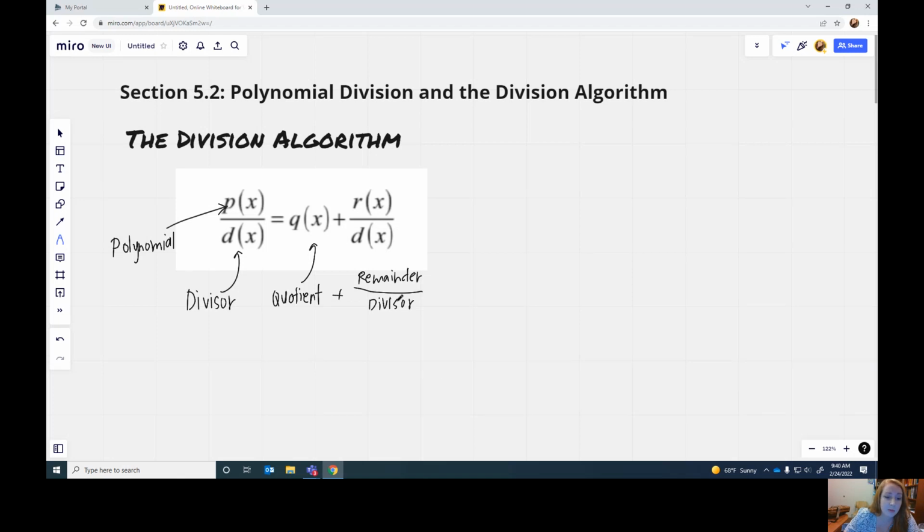Now, sometimes our remainder will be 0, in which case we will just not write this part. It would be 0 over the divisor, which would be 0. So whenever we don't have a remainder, our answer is just a quotient. But whenever we do have a remainder, this is the way that we write our answer.